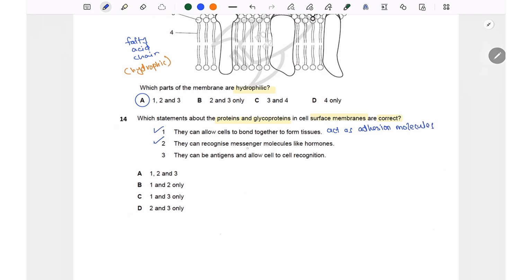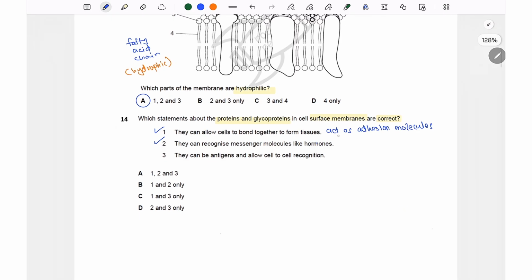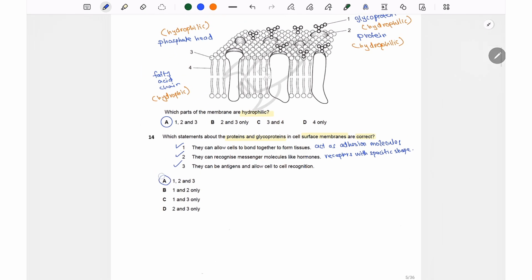The second one, they can recognize messenger molecules like hormones. You know that because membrane proteins and glycoproteins act as receptors with specific shapes, so they can recognize messenger molecules like hormones, the cell signaling. They can be antigens and allow cell-to-cell recognition, because they will allow the immune system and other cells to recognize self versus non-self cells. So all three would be correct. So it's A.